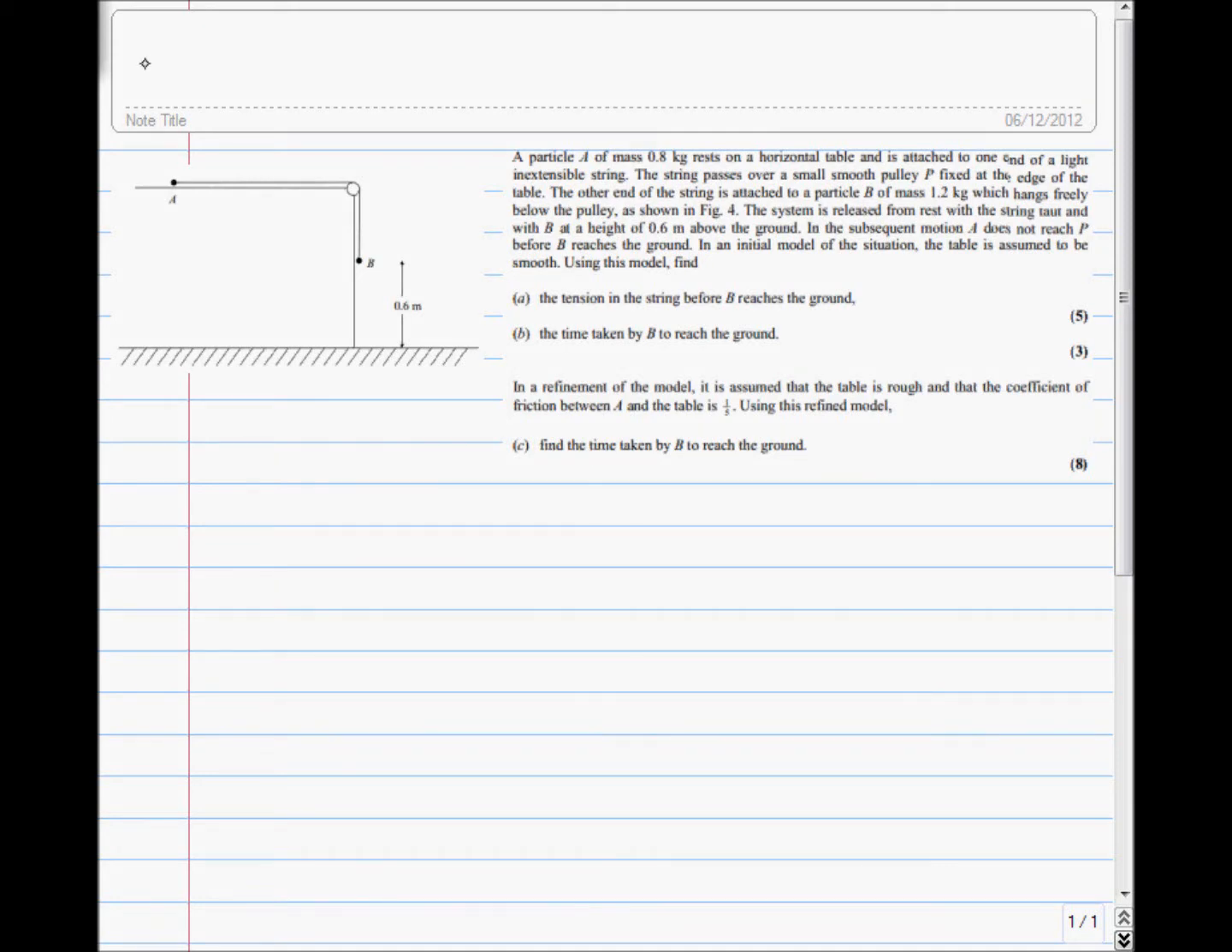Okay, so we're looking at M1, 2003 January paper, and we're doing question 8. I'm going to go straight into this. I'll let you read the question in your own time, but it talks about particle A and particle B. First of all, we're going to analyse particle A and particle B separately.